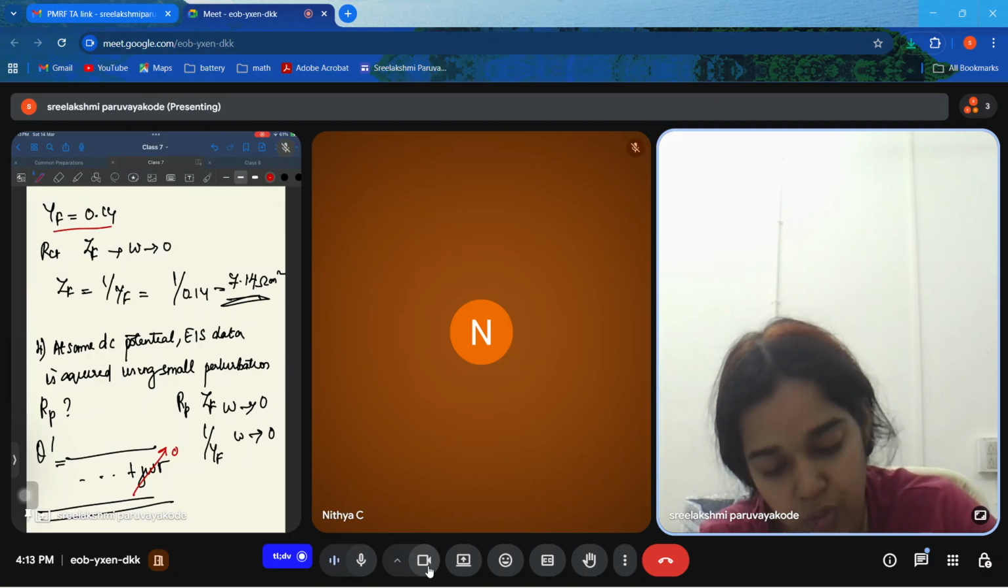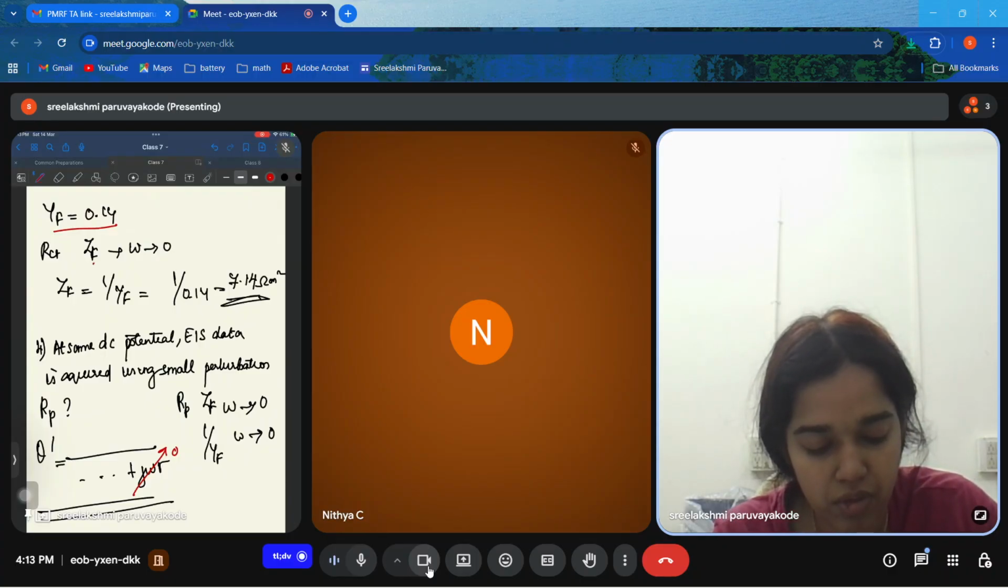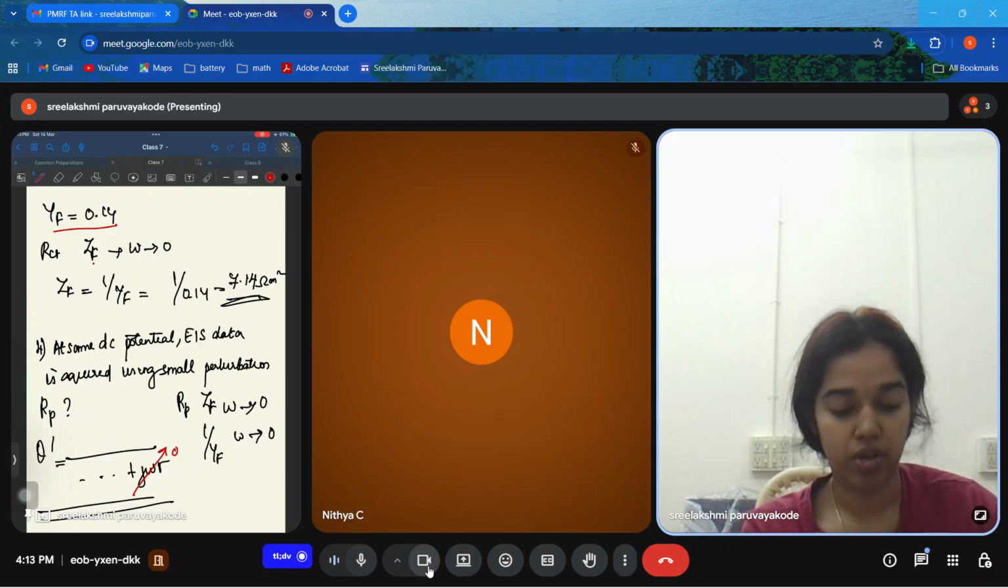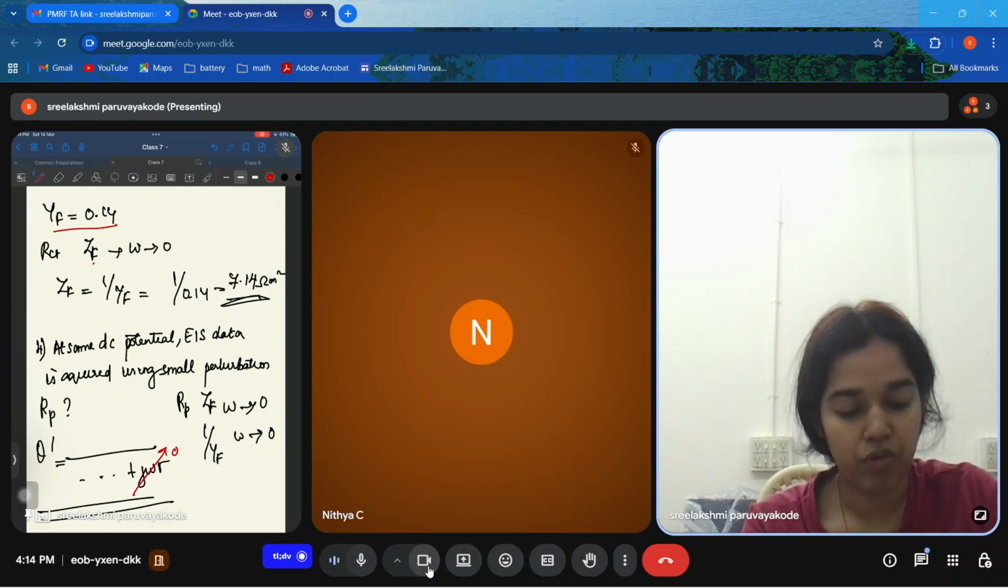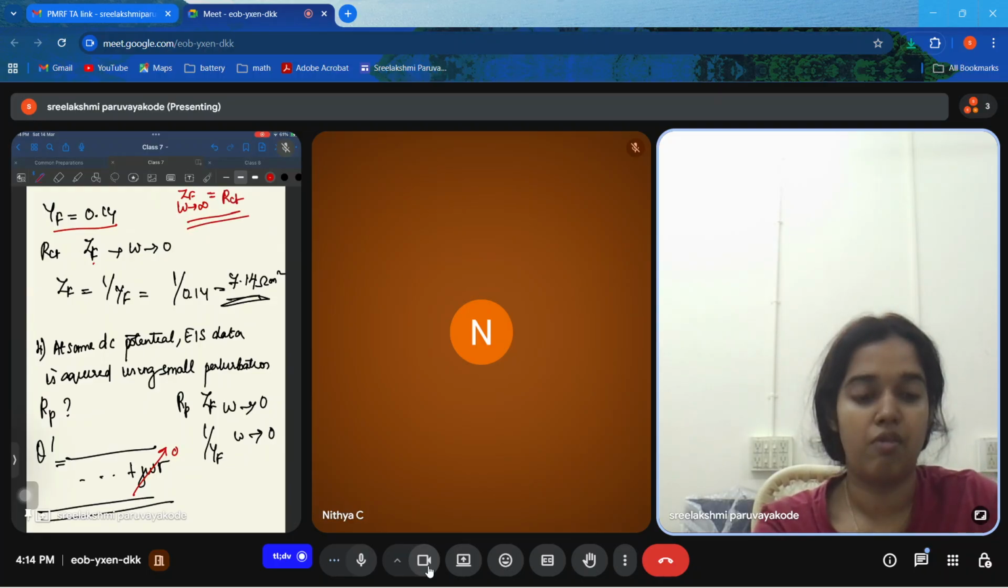Now you found YF to be 0.14. Now how do you find ZF? ZF is the inverse of YF, so you get 7.14. So when omega tends to infinity, whatever the ZF value is, it corresponds to RCT. Then you're getting it as 7.14.